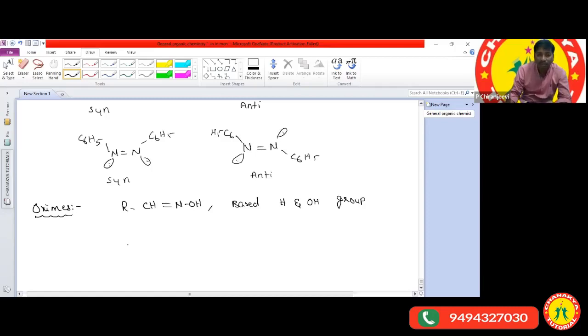Now I am going to write some structures. C double bond N, here H, here CH3, and this side OH, and on the nitrogen atom we have one lone pair of electrons. And one more structure I am writing, C double bond N, with CH3, and this side OH, and this one has one lone pair, and here we have H. Then which one is the syn and which one is the anti?